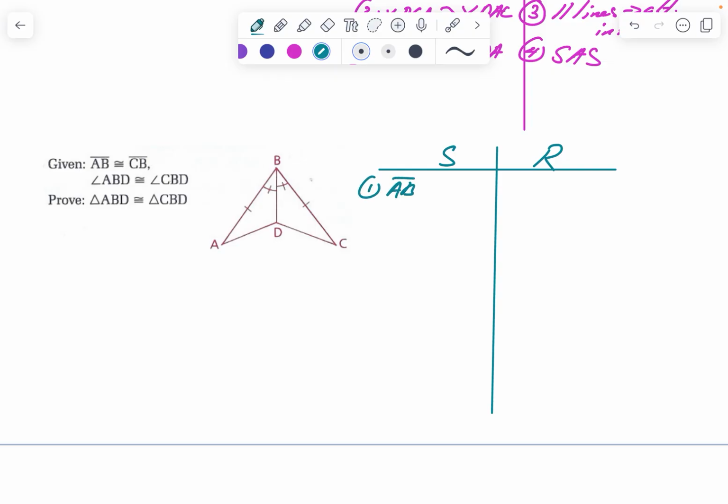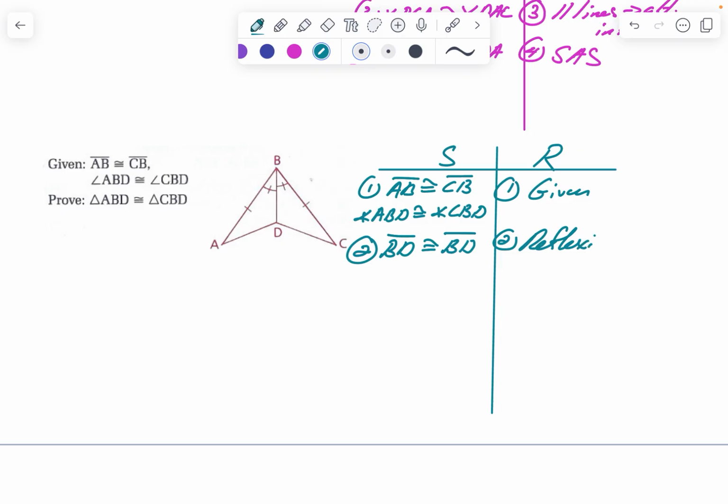Okay, AB congruent to CB, angle ABD congruent to angle CBD. And those are all marked on the diagram. So now we could say BD congruent to BD, reflexive. And now we can say triangle ABD congruent to triangle CBD by SAS.